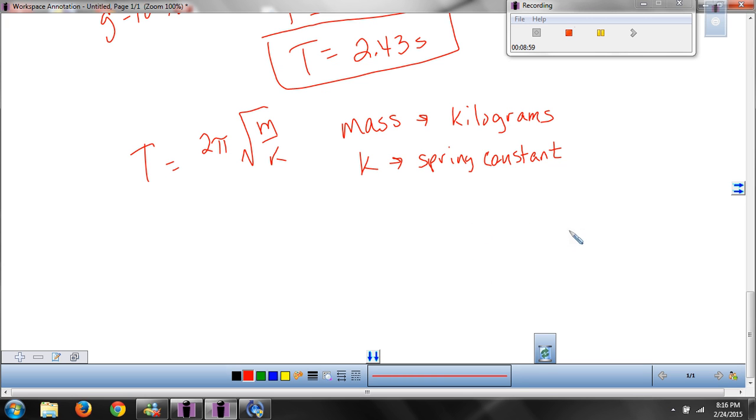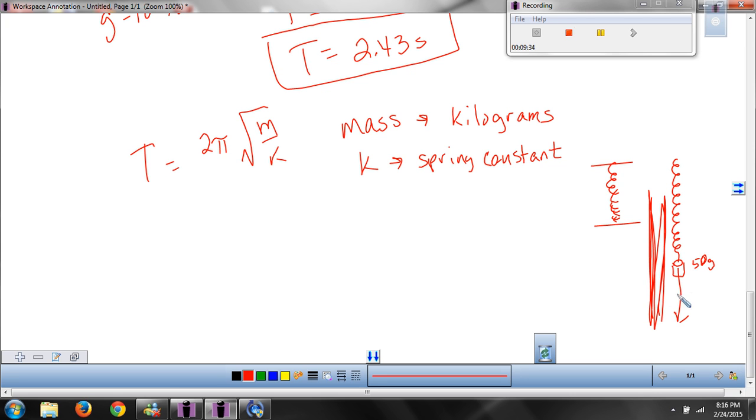If you hung a 50-gram mass on this spring, let me see if I can try to draw a spring. So there's my spring, nothing is hung on it. Now I take my 50-gram mass and I hang it on there. It's going to cause my spring to stretch. And if I pull this down, it's going to oscillate back and forth. You saw that in the lab. You could time it, and you could figure out the period by timing it, and then you could get the spring constant. There's all kinds of things you could do.